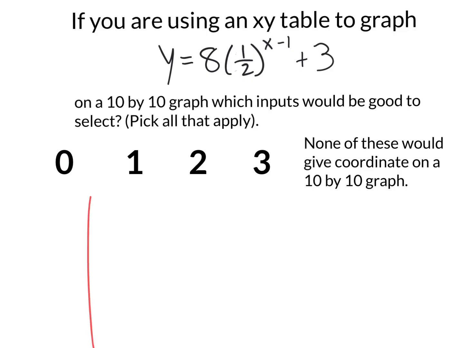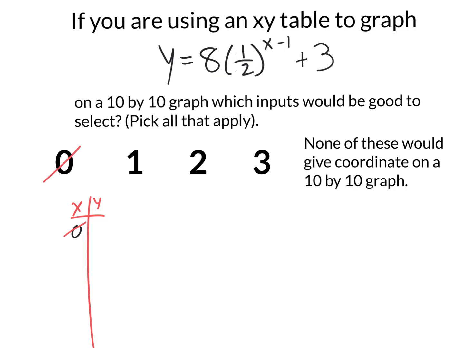If you think about this, if you plug in a 0, 0 minus 1 is negative 1. And that's a power of negative 1. So you have 1/2 to the negative 1. That would flip it, and it would become 2. And 2 times 8 is 16, and 16 plus 3 is 19. That's off a 10 by 10 graph. So I would definitely not pick 0.